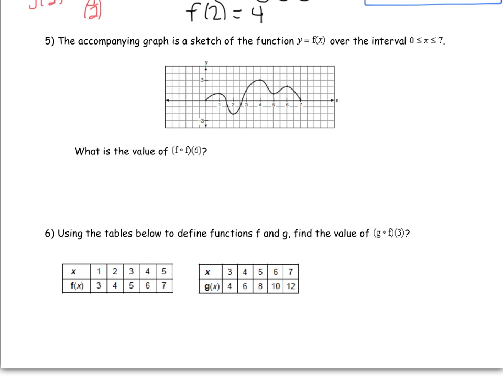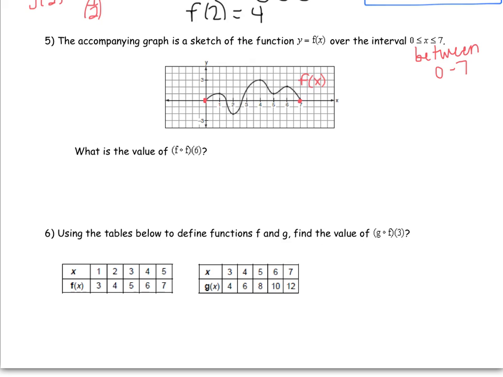Okay, the last two questions involve our knowledge of graphing. For number 5, the accompanying graph is the sketch of y equals f of x. So when you label graphs, this would be your graph of f of x. And then it says over the interval 0 is less than or equal to x, less than or equal to 7. This just means it's graphed on the interval between 0 and 7. So notice how it starts here at 0, ends here at 7. That's all that means. So they're asking you to find what is the value of f of 6.